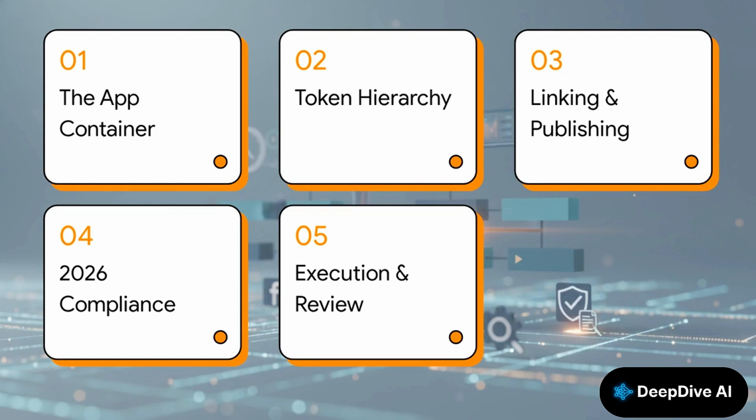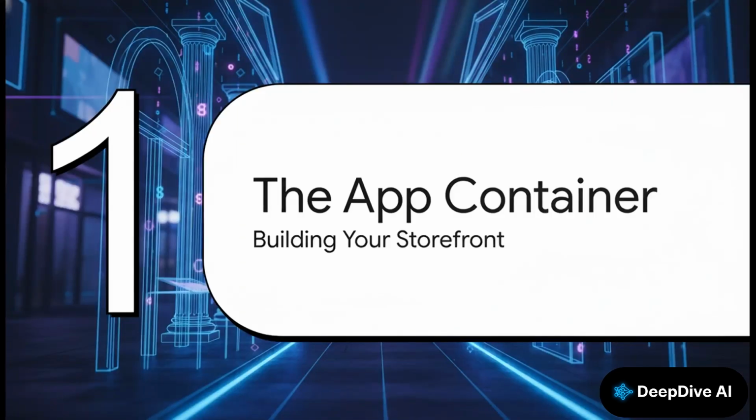Okay, let's dive right into this. We are looking at a 5-phase blueprint today. The app container, token hierarchy, linking and publishing, the 2026 compliance protocol, and finally, execution and review. This is your exact roadmap. Phase 1, the app container, building your storefront.